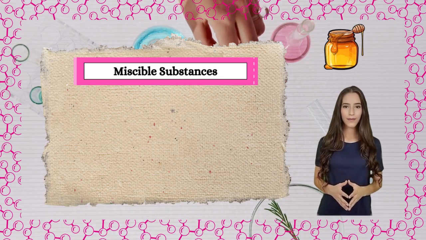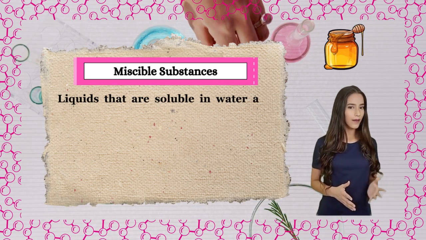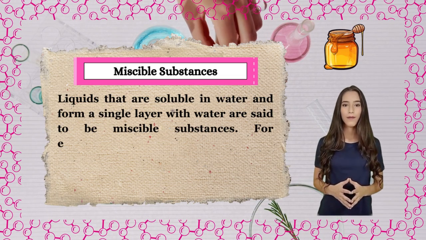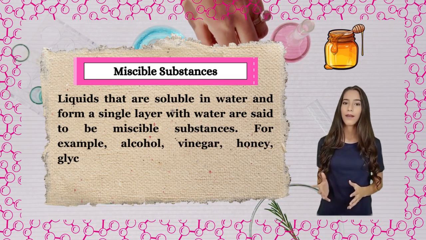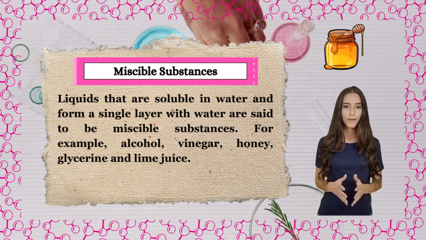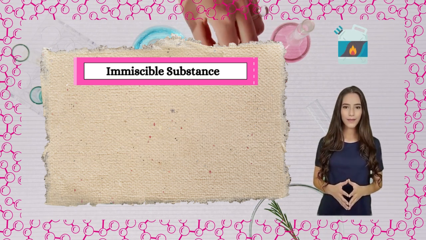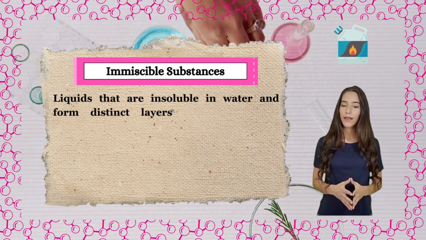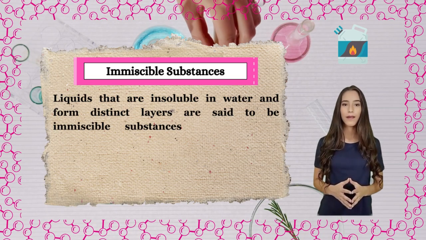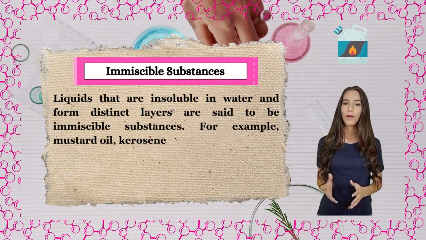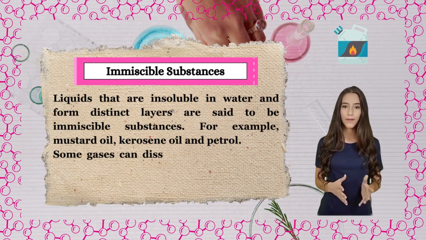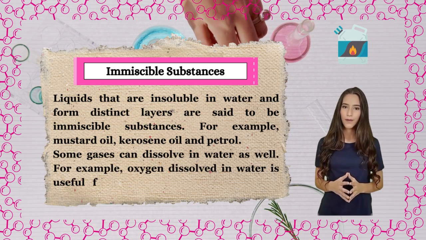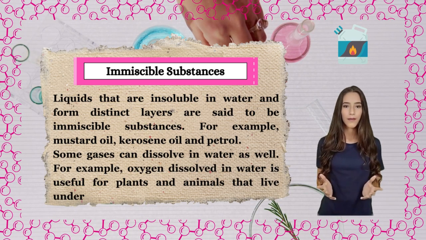Miscible substances. Liquids that are soluble in water and form a single layer with water are said to be miscible substances. For example, alcohol, vinegar, honey, glycerin and lime juice. Immiscible substances. Liquids that are insoluble in water and form distinct layers are said to be immiscible substances. For example, mustard oil, kerosene oil and petrol. Some gases can dissolve in water as well. For example, oxygen dissolved in water is useful for plants and animals that live underwater.